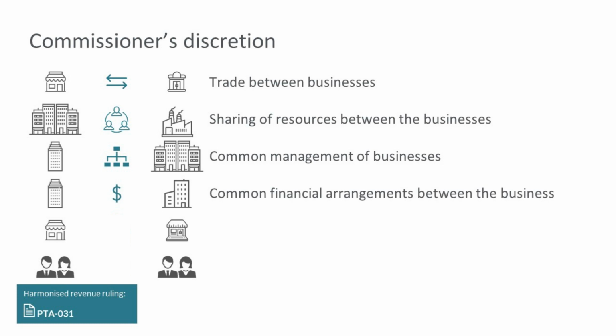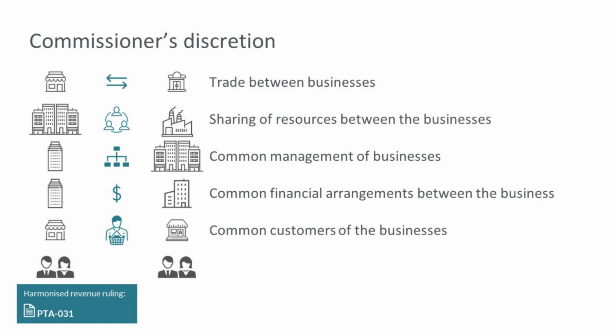Common financial arrangements between the businesses. Do the businesses have common financial arrangements? Have the businesses sought finance as a group from a financial institution? If so, are there cross securities for arrangements between the businesses? Are there loans between the businesses? If so, do written loan agreements exist? Is a reasonable rate of interest charged on the loans and are regular repayments required?